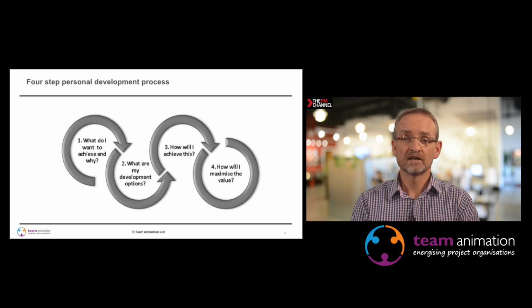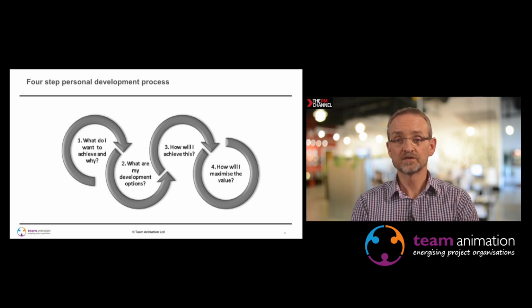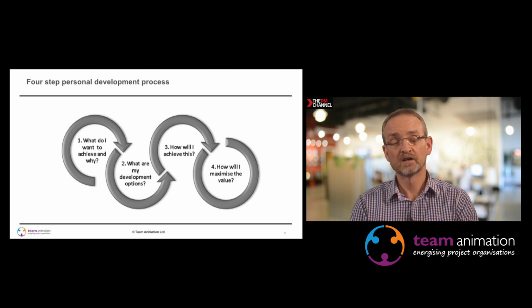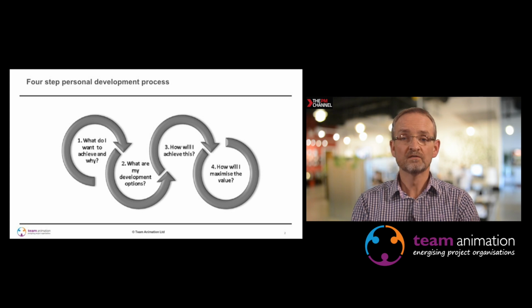The model, as I mentioned, has 4 steps. Step 1 is what do I want to achieve and why, getting clarity. The second is what are my development options. 3, how will I achieve this? And 4, how will I maximize the value from that? So we're going to talk through each of those 4 steps.